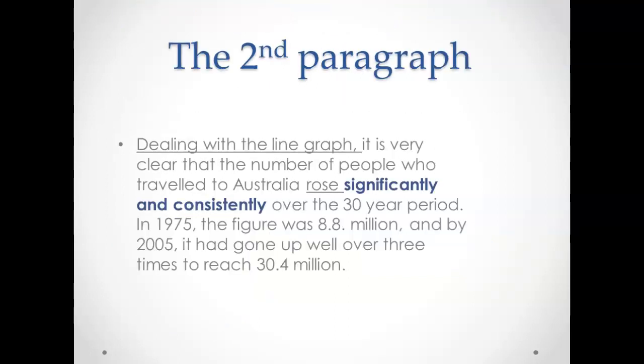Dealing with the line graph, it is very clear that the number of people who travel to Australia rose significantly and consistently over the 30-year period. That was overall. What about detail? In 1975, the figure was 8.8 million, and by 2005 it had gone up well over 3 times to reach 30.4 million.